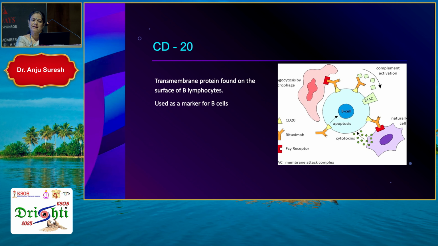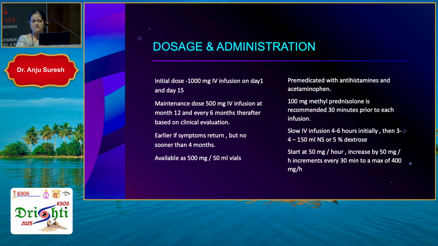Rituximab acts on CD20, a protein present on the cell surface of B cells. Rituximab binds to the CD20 and forms a cap-like structure over the B cells, which makes it easily identifiable to the killer T cells and macrophages. For dosage, we follow the rheumatological protocol for orbital inflammation, that is 1000 mg IV infusion on day 1 and day 15. You can follow it up if the response is not adequate.